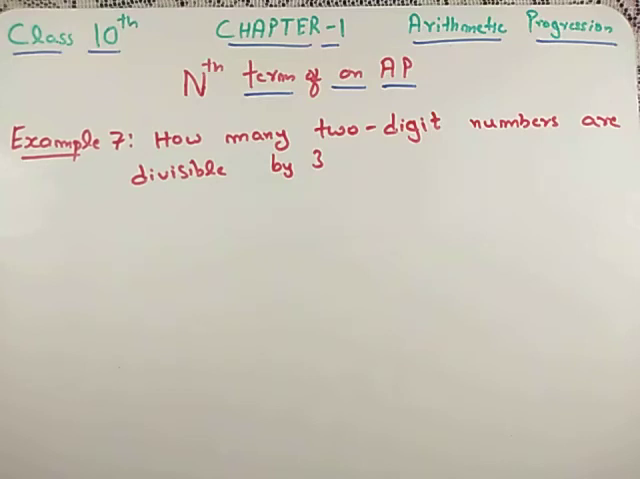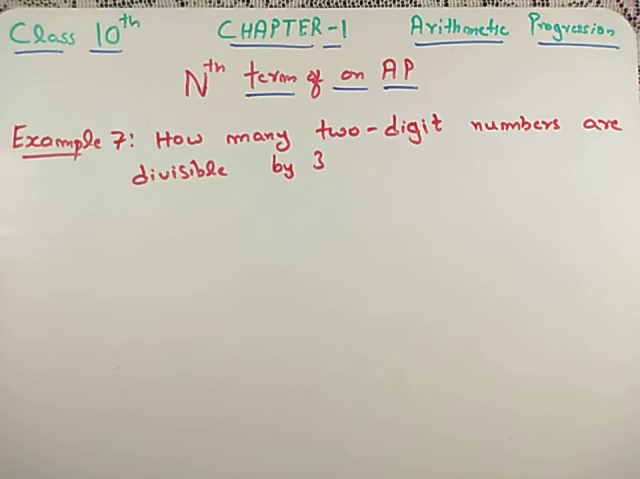In this video, we are going to learn about the nth term of an arithmetic progression, example 7 from the textbook. How many two-digit numbers are divisible by 3? Now, let us see how many two-digit numbers are divisible by 3.